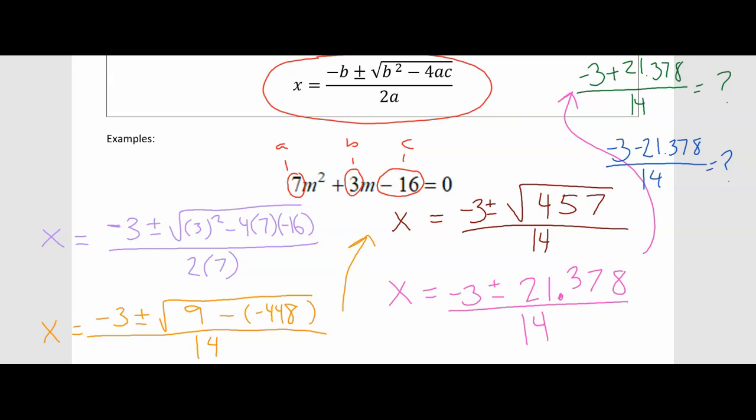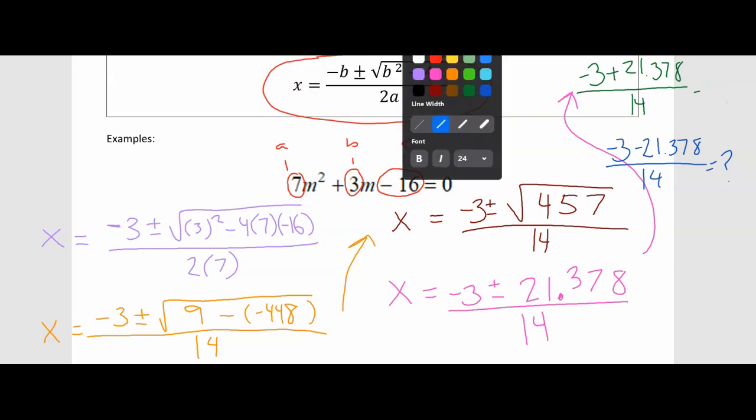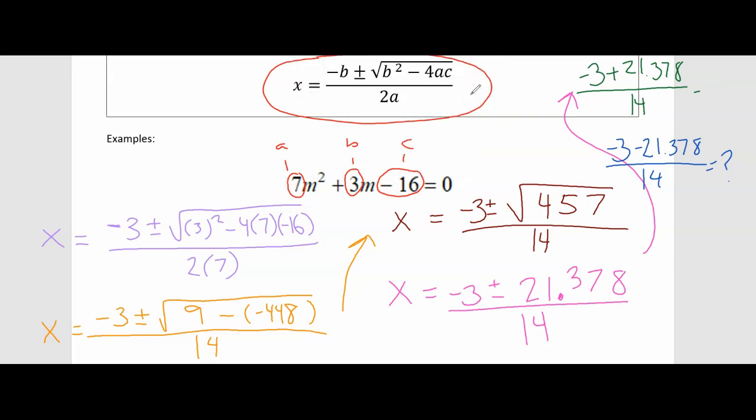So we need to simplify both of those, and those will be our 2 solutions to this equation. So let's go ahead and do the green. I've got negative 3 plus 21.378 divided by 14. That gives me approximately 1.313. Oops, I need to change my color. I'm actually just going to go to 2 decimal places here. So 1.31.